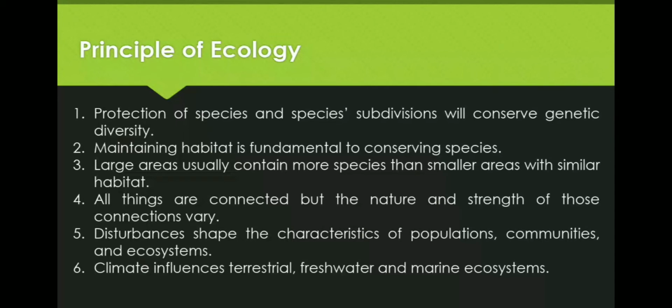All things are connected, but the nature and strength of those connections vary. Disturbances shape the characteristics of populations, communities, and ecosystems. Lastly, climate influences terrestrial, freshwater, and marine ecosystems. So when you have an understanding of the following principles, you can use it to create sustainable human communities. As sustainable human communities are the ones who conserve and protect nature.